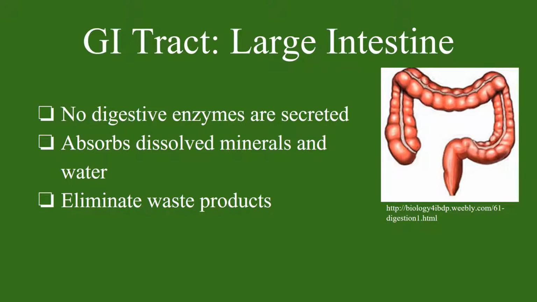The large intestine. Under normal circumstances, all chemical digestion has been completed by the time chyme reaches the large intestine. No digestive enzymes are secreted. The primary functions of the large intestine are to absorb dissolved minerals in water and eliminate waste products. Cells lining the colon are specialized for absorbing these minerals and retrieving water for recycling.